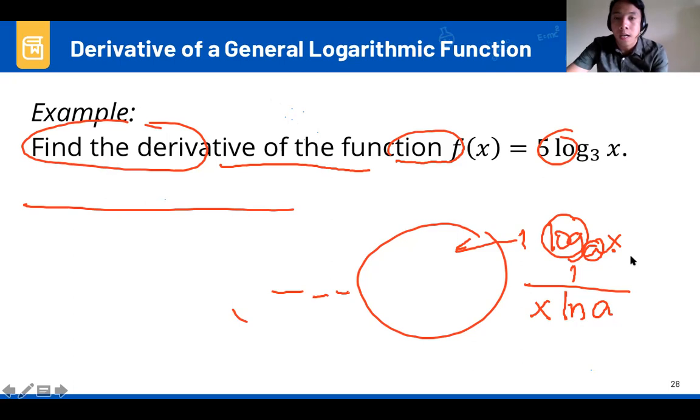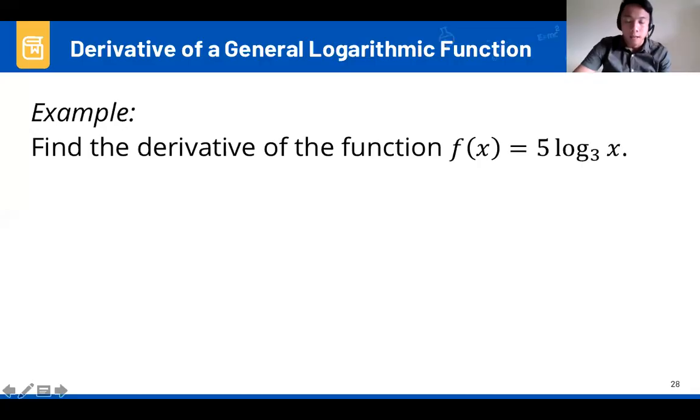Go back to the whiteboard. Okay. So we have the first example here.